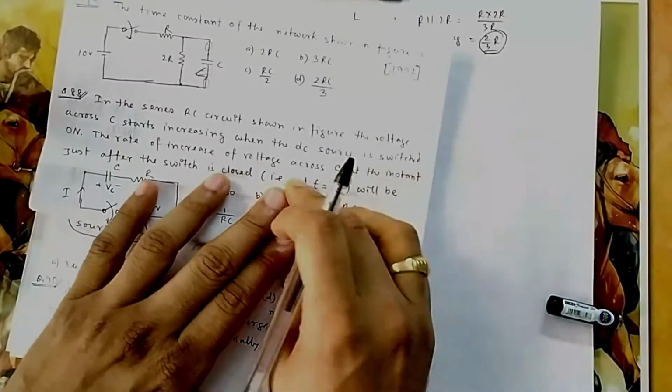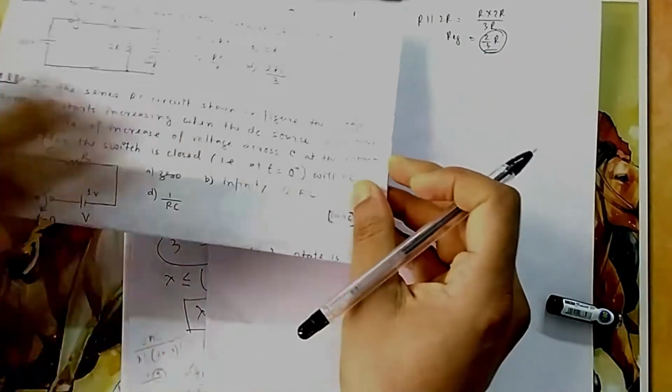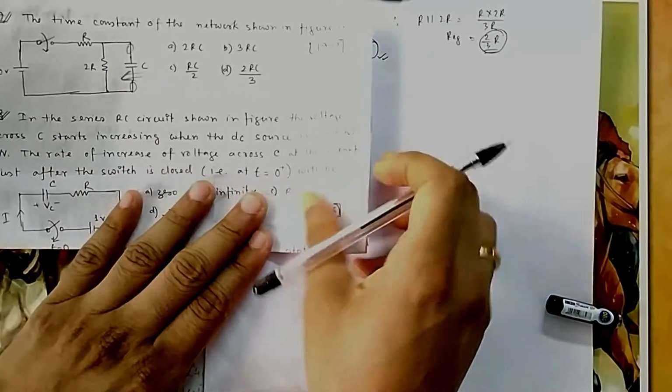This one is a series circuit. This one is a series RC circuit. Then again it is a switching circuit. When the DC source is switched on, the rate of increase of voltage across C. Now you can do it using a differential equation, but I will also show you another way.